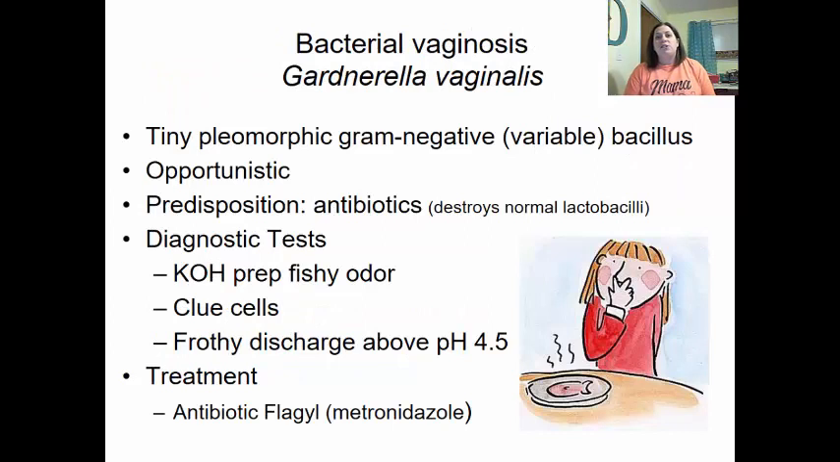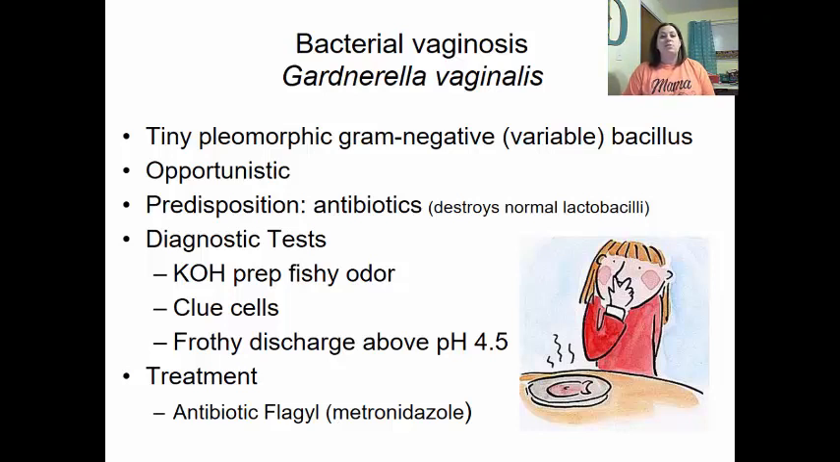The next group is bacterial vaginosis. This is caused by Gardnerella vaginalis. This is a tiny pleomorphic gram-negative bacillus. We see that it is opportunistic. Predisposition is due to antibiotics. This can destroy the normal lactobacilli, which normally outcompetes this, and it can then be present.